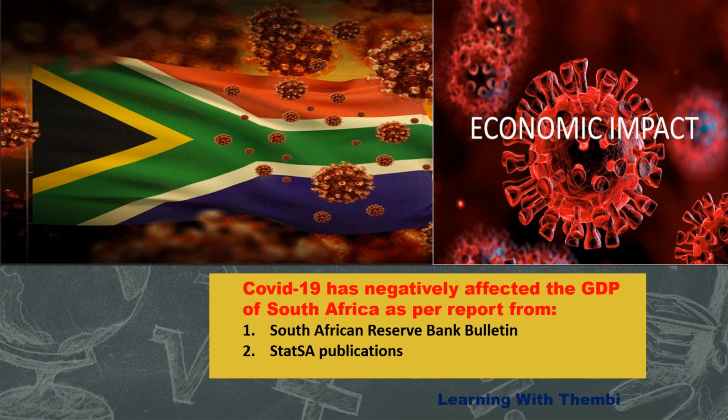And according to the South African Reserve Bank bulletin, this lockdown contraction in 2020 was the second largest annual contraction since 1920, when the GDP fell by 11.9%. So I'm providing this information to you as future economists or aspirant economists to analyze the current situation of South Africa and also try to come up with solutions as to how we can help the economy recover from this contraction.